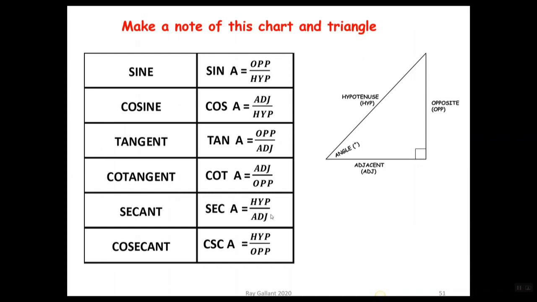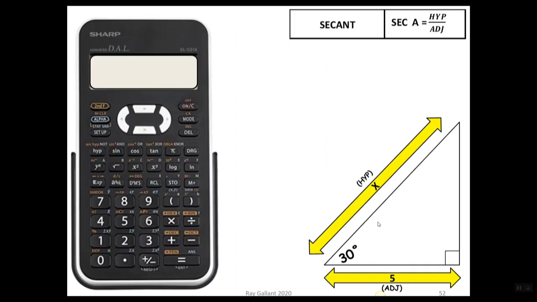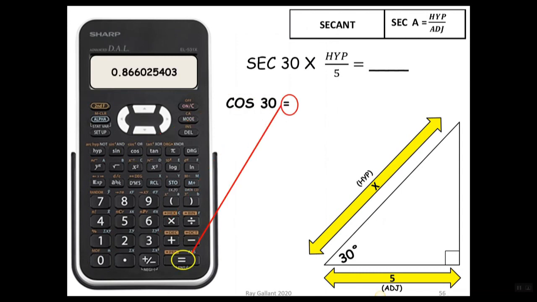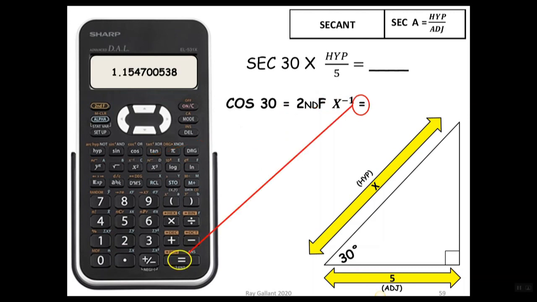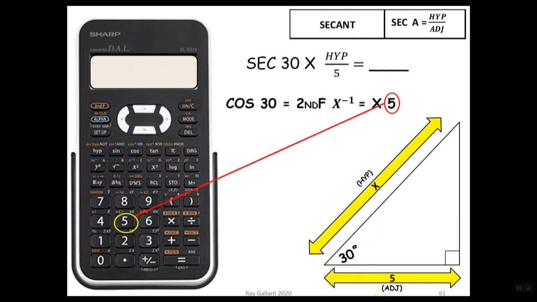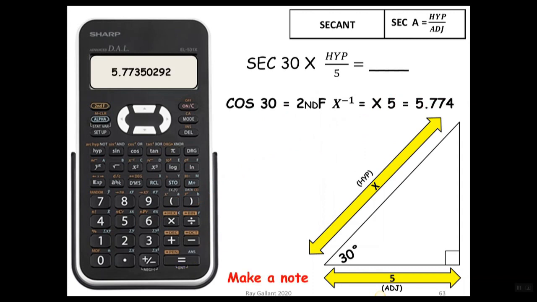If we remember our relationships, cosine and secant have a relationship to each other. Secant is the inverse of cosine. So we're going to type in cos 30 equals, second function, 1 over, so we're going to inverse that amount now, times 5 equals 5.774. Therefore, the hypotenuse is 5.774.